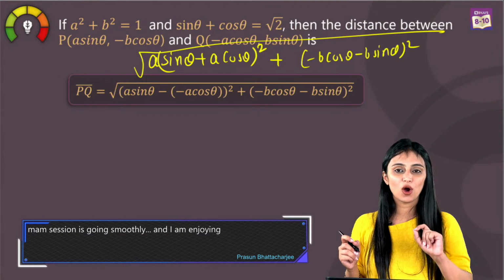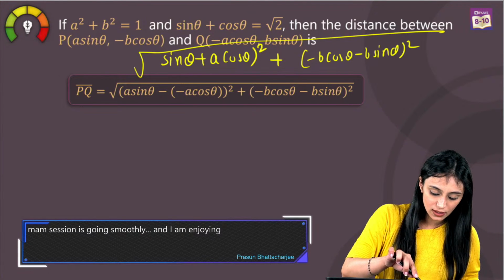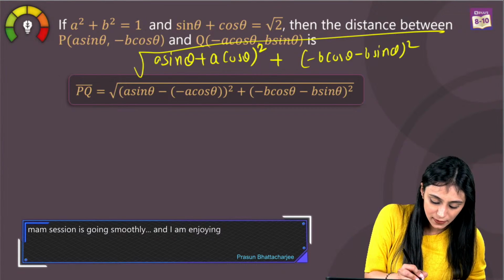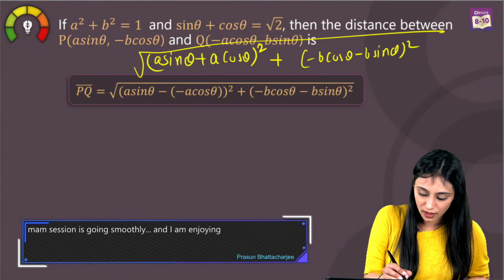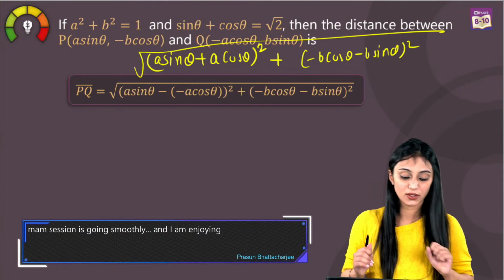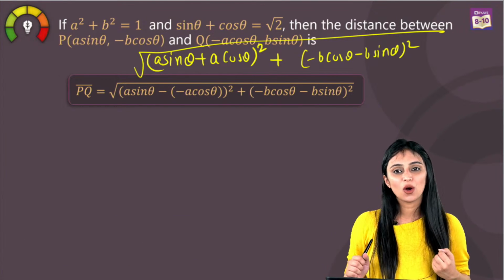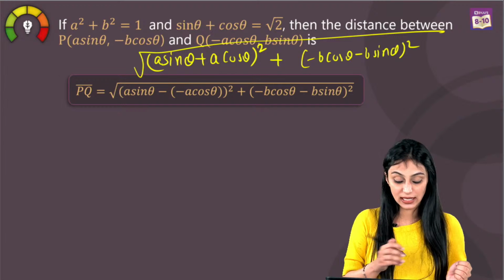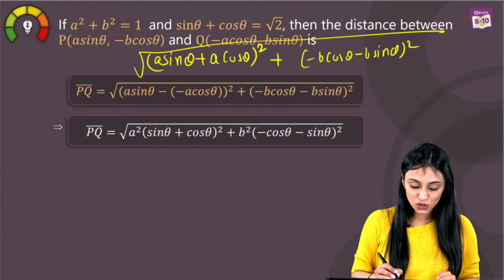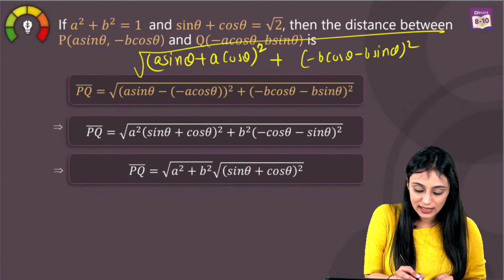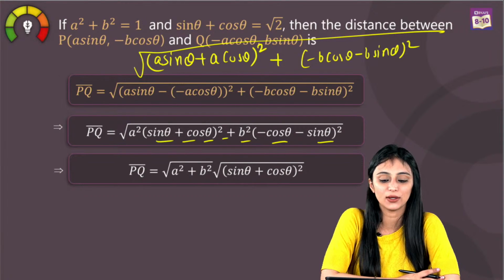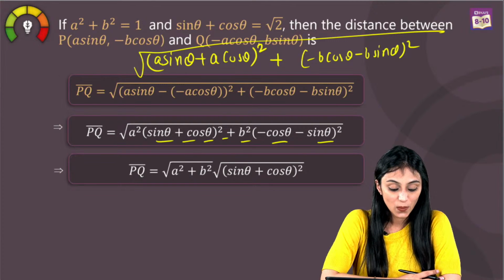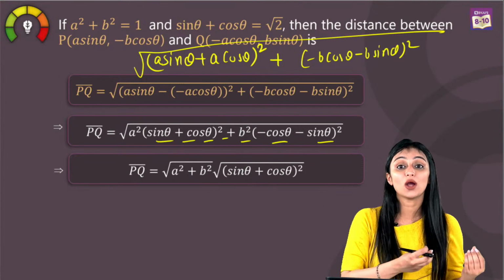Okay, so from this, if I have to take a common, here we have a square, right? Here we are given that this is minus b, cool. Now if I want to take a common, I cannot straight away write a outside. I'll be writing a square over here: a square times (sine theta plus cos theta) whole square plus b square times (minus cos theta minus sine theta) whole square. Why have I taken a square common? Why not a?